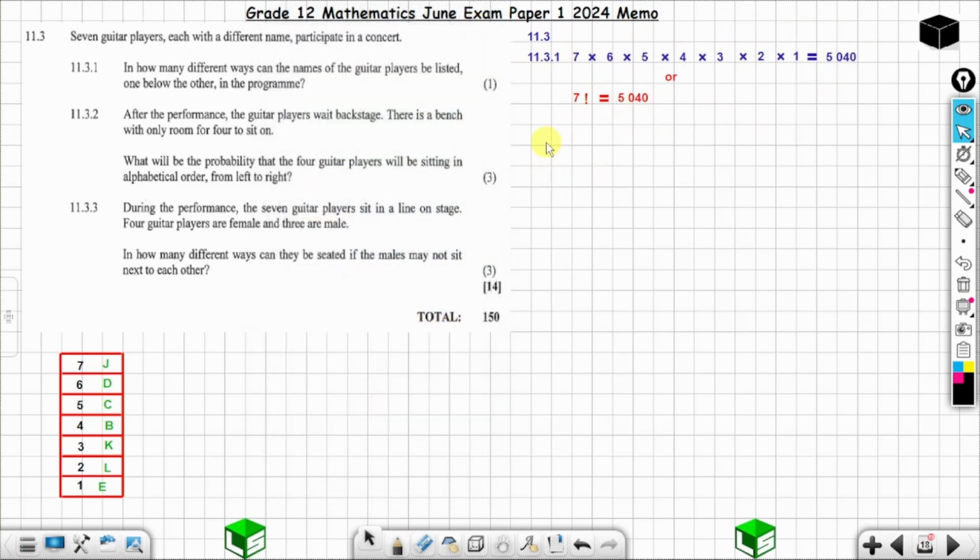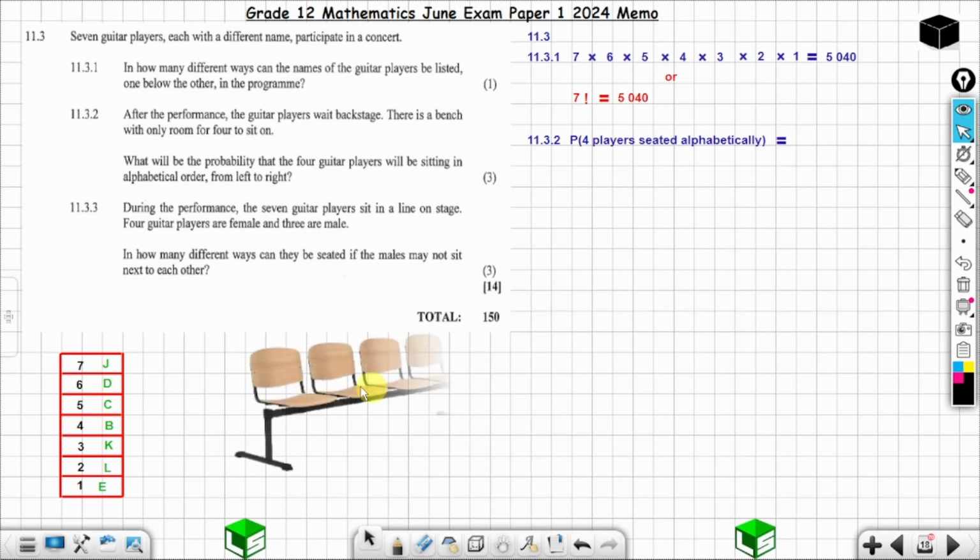Now, question 11.3.2. After the performance, the guitar players wait backstage. There is a bench with only room for 4 to sit on. So, the question is, what will be the probability that the 4 guitar players will be sitting in alphabetical order from left to right? 3 marks. The probability that the 4 guitar players are seated in alphabetical order. So this is a bench with only room for 4 to sit on.